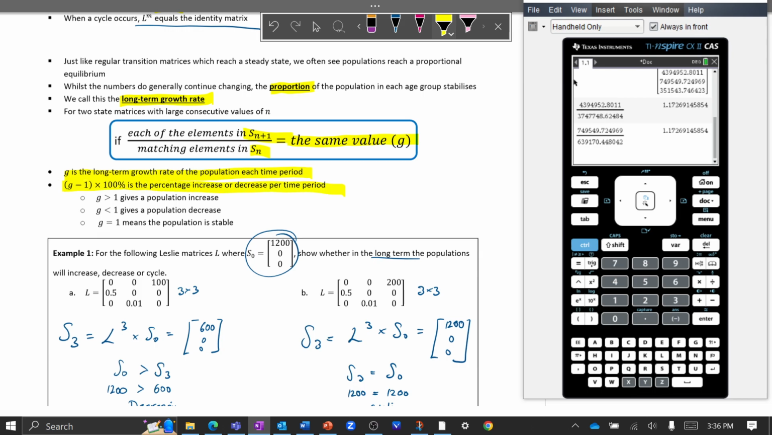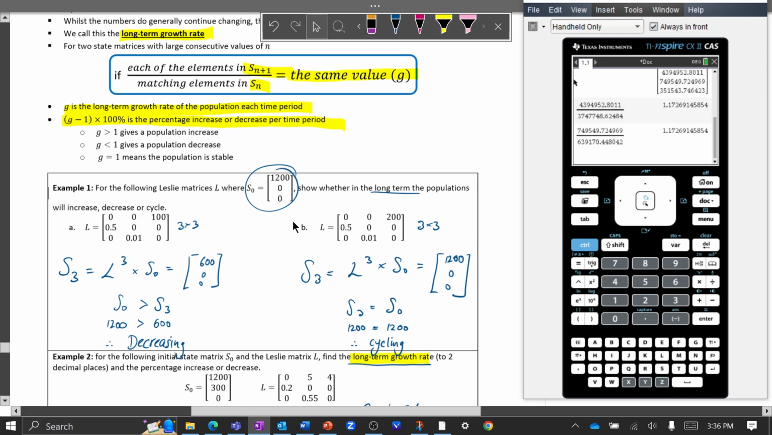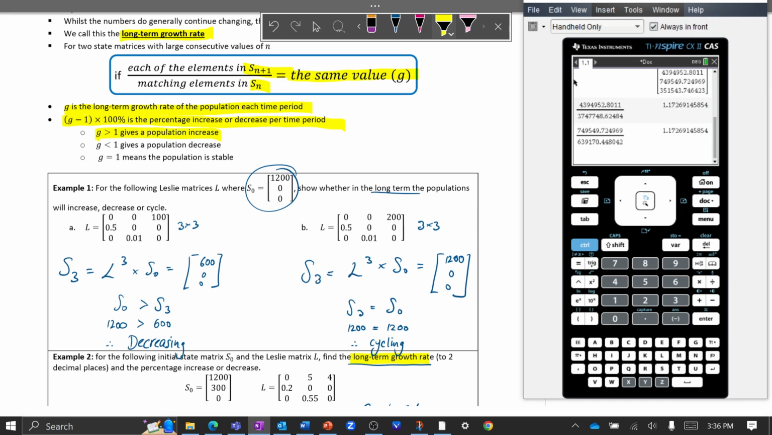It's exactly the same way that we've done things in RFM, so hopefully that does make sense. If the number is greater than 1, it means the population is increasing. If it's less than 1, it's decreasing. And if it's 1 exactly, it means that the population is stable.